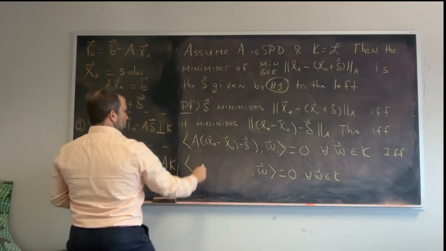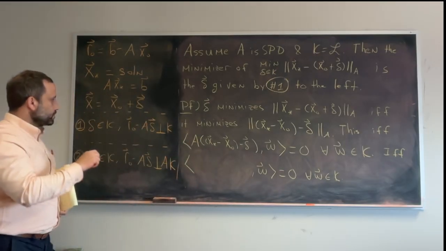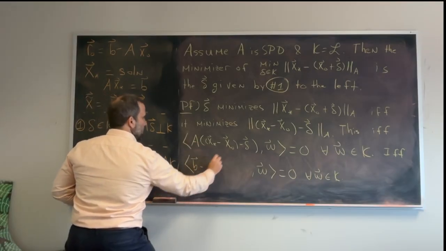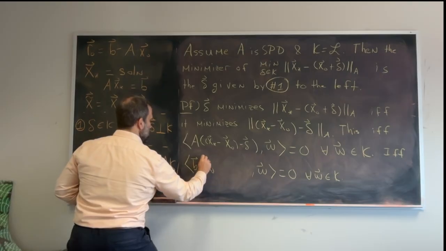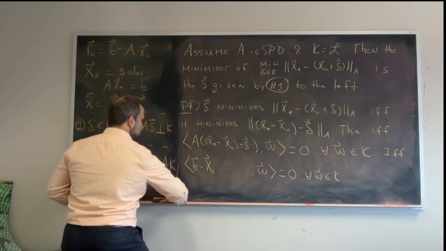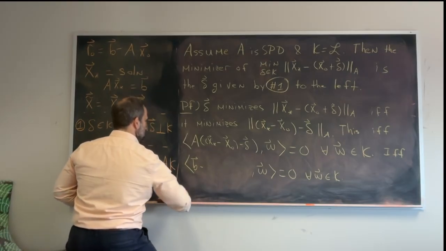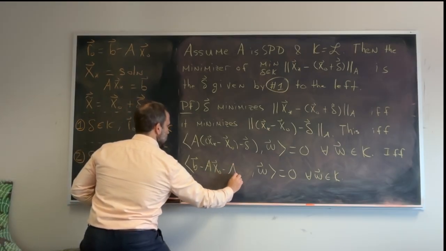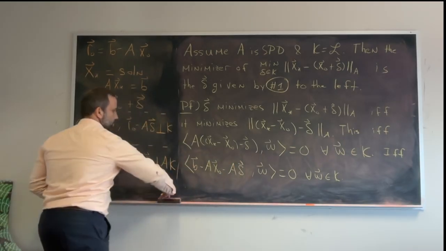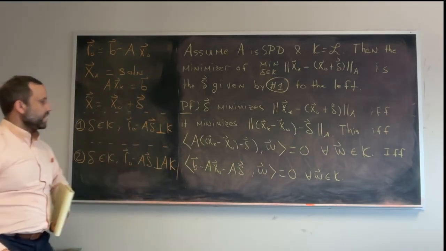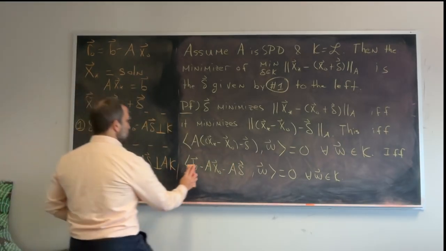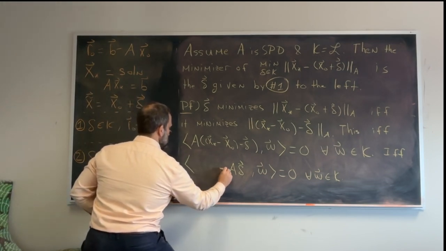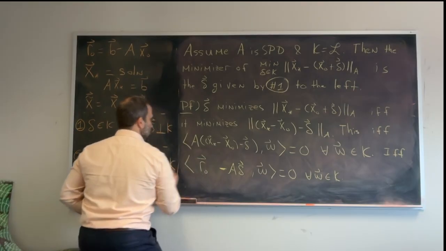So AX star is equal to B. So this is going to be AX star, which is B, minus X naught, and then minus AX naught, and then minus A delta. But what is B minus AX naught? B minus AX naught is just R naught.